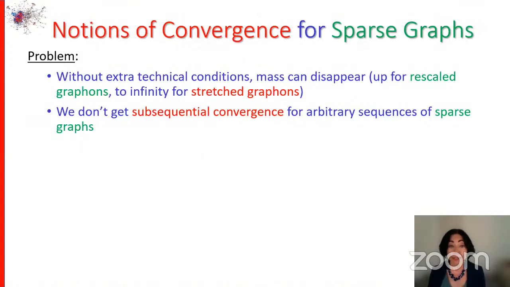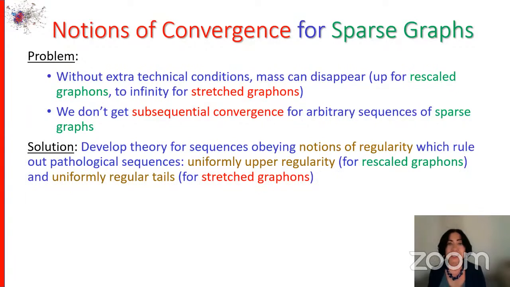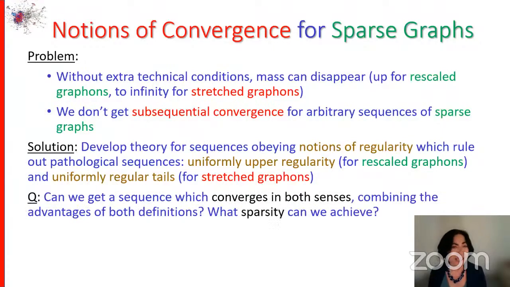So the problem is that without extra technical conditions, mass can disappear for rescaled graphons, or to infinity for stretched graphons. Let's go back and look at this picture. Okay, we can't, but that's fine. And we don't get subsequential convergence for arbitrary sequences. So the solution is to develop a theory for sequences which obey notions of regularity which rule out pathological sequences. We define a notion of upper regularity for rescaled graphons and uniformly regular tails for the stretched graphons. And can we get a sequence which converges in both senses, which combines the advantages of both definitions? And what sparsity can we achieve?